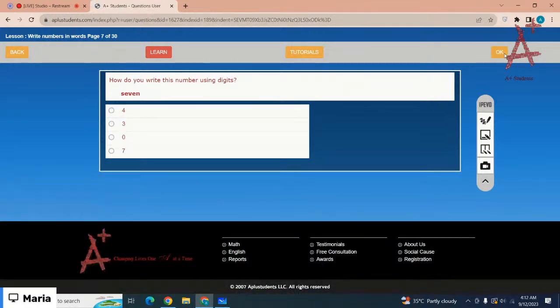How do you write this number using digits? 7, which is the correct option? The correct option is the last one, right? You have to write 7 like this.